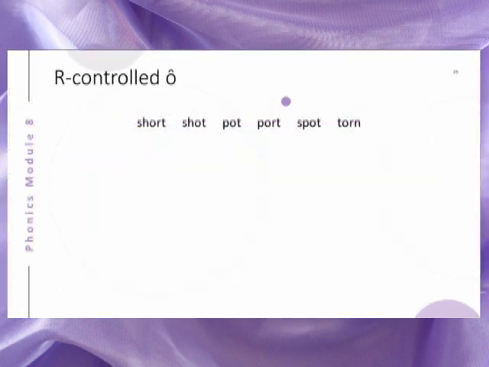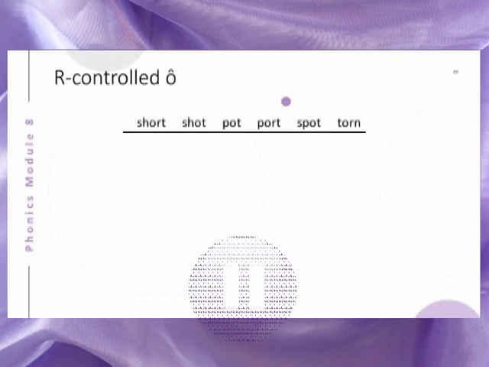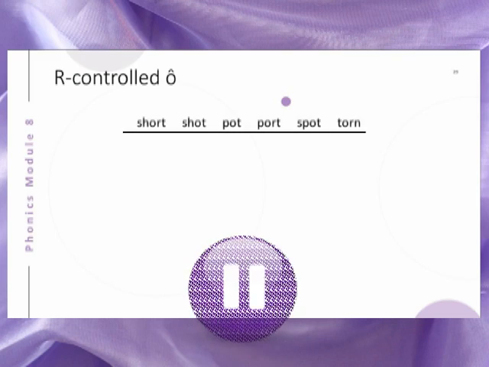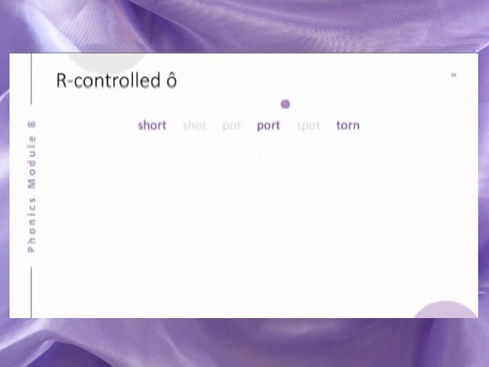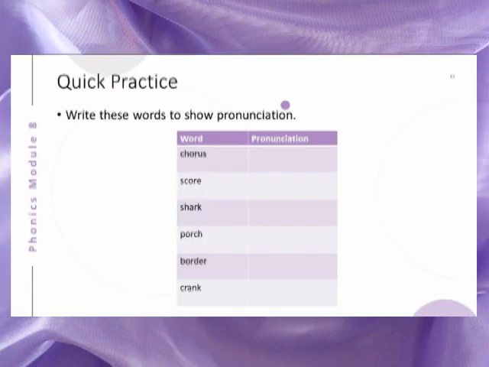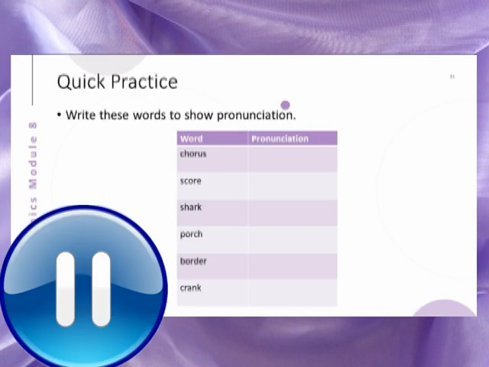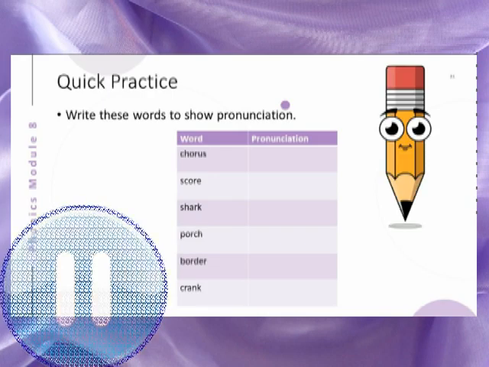Now let us consider this phoneme when it is controlled by an R. Say these words aloud. In which words is the vowel R-controlled? The R-controlled vowel in these words consists of the letter O followed by the letter R. Quick practice. Write these words to show pronunciation. Pause this video clip and attempt this with a pencil.